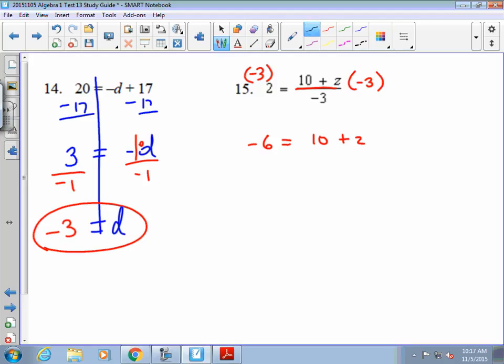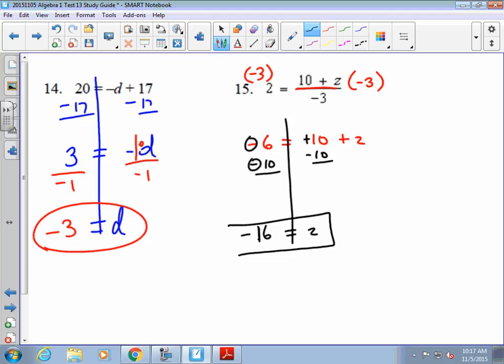Now we can get z by itself by undoing positive 10 by subtracting it. If you subtract it on the right, do the same on the left. Again, same signs. It's -6, -10. Add them up. 6 and 10 is 16. And keep the common sign negative. Z is -16.